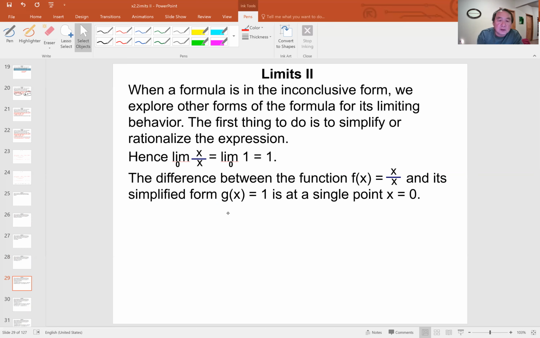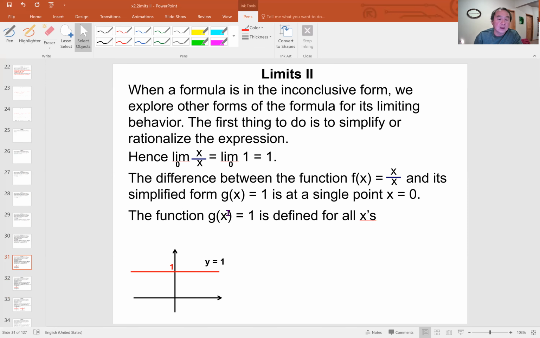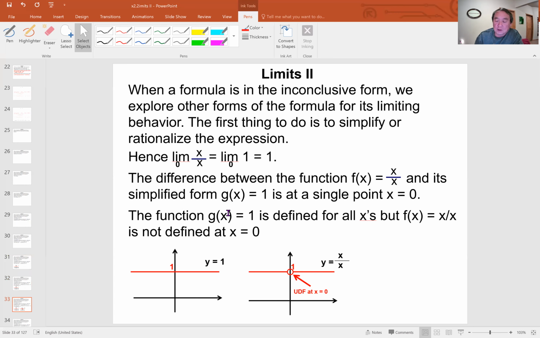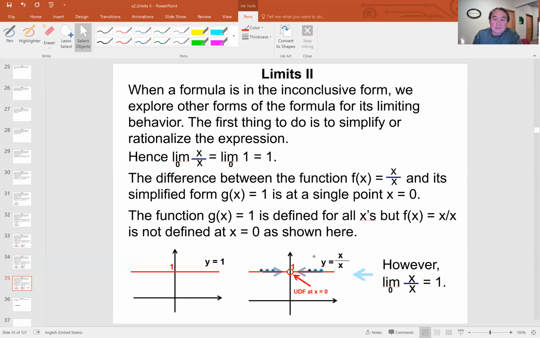And what's the difference between the function x over x and the constant function 1? There's a difference at one location, at one point, where x equals 0. The constant function is one complete line. For the function x over x, it's the same line except you have a hole at x equals 0, because it's undefined. And we're saying, as x comes closer and closer to 0, where do the blue dots go to? It goes to 1, so the limit is 1.